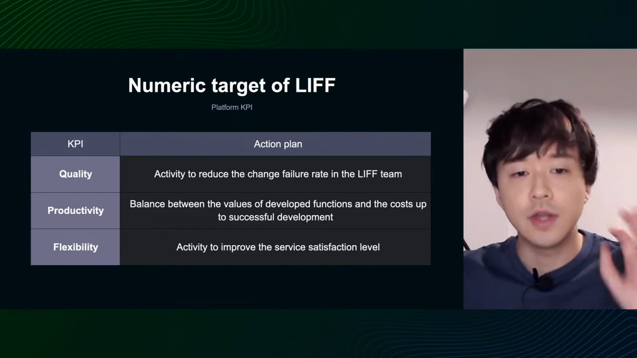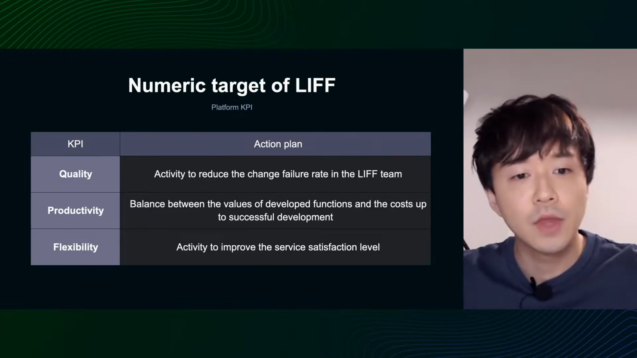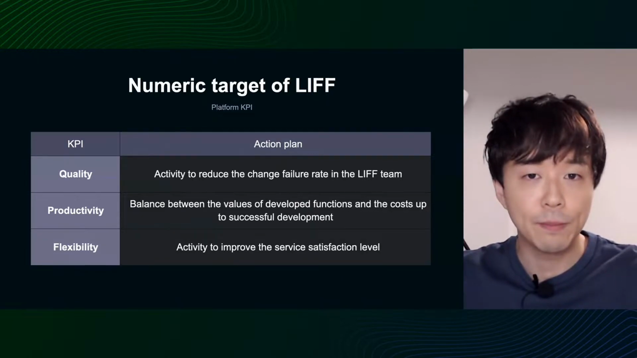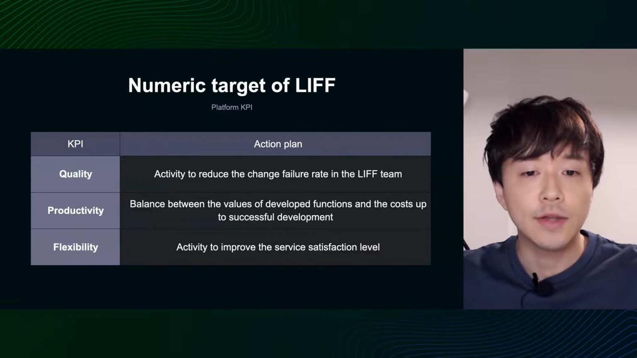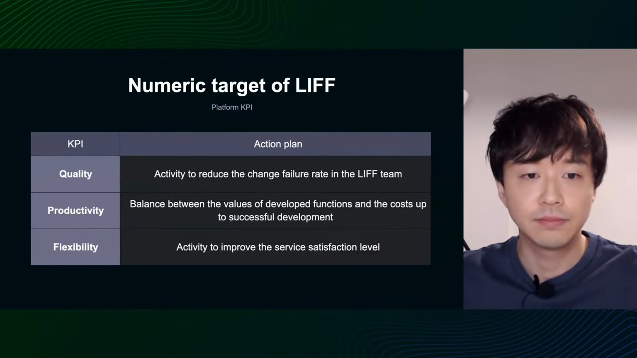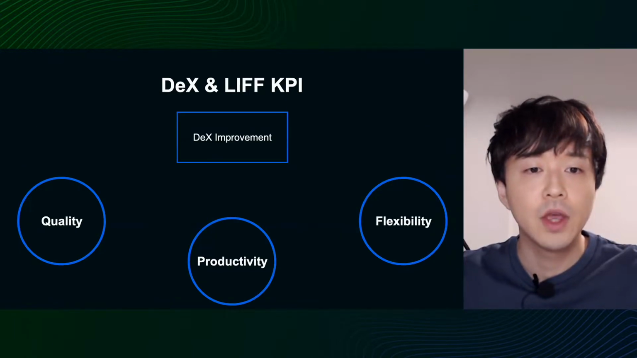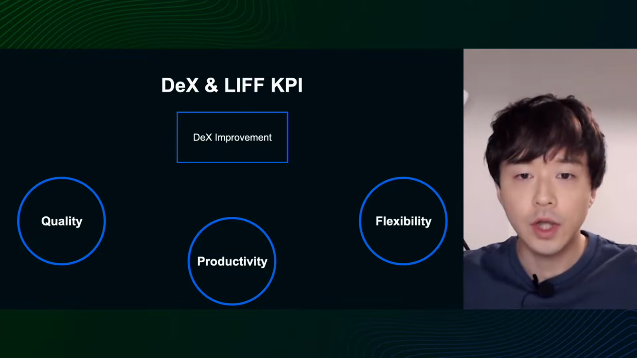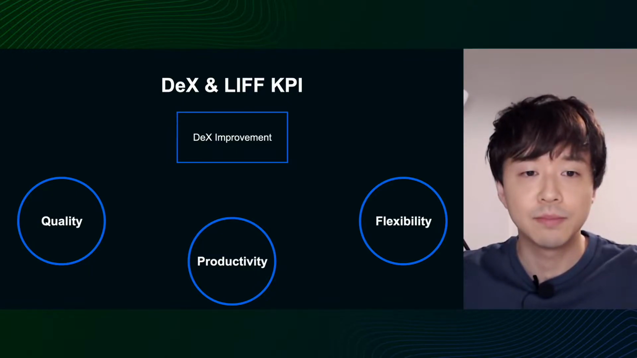From the top, they are quality, productivity, and flexibility. Quality means minimizing the failure change rate. Productivity is to increase the value of the functions we provide and accelerate the speed of offering them. In flexibility, it's important to improve the service satisfaction level. Improving the developer experience of LIFF in and outside of Line will positively impact these KPIs.